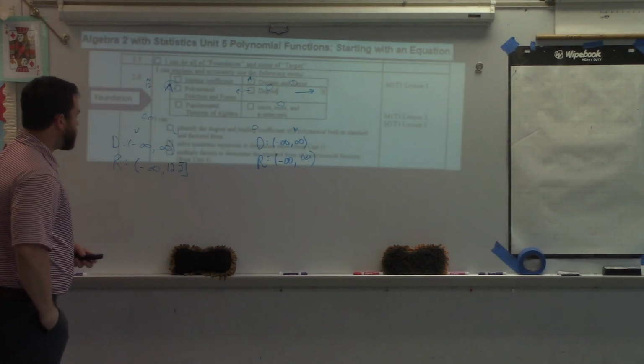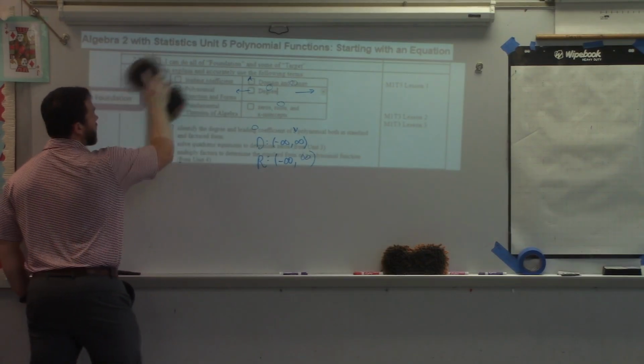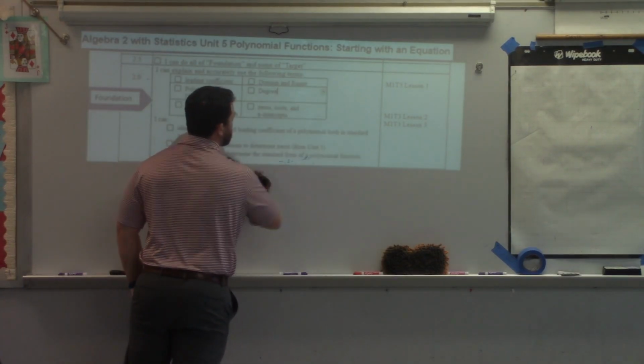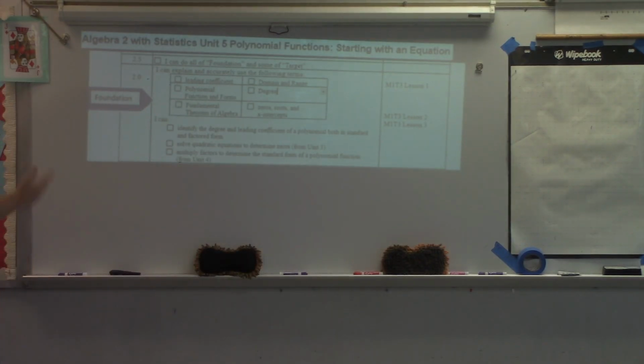Alright, so here's what we're going to do. I'm going to have you do the self-assessment on the proficiency scale tomorrow to start class. But with unit 5, we have two different proficiency scales because I didn't want to put it all on one, but it essentially is a lot of the same exact stuff, right? So polynomial functions starting with an equation.